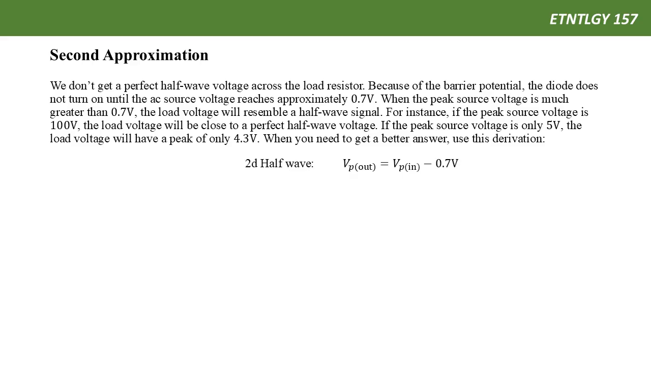It can be neglected. However, if the peak source voltage is not that large, for example, only 5 volts, the load voltage will have a peak voltage of only 4.3 volts, and we shouldn't ignore this 0.7 volt, especially since the peak source voltage is not that large. When you need to get a better answer, use the following derivation. If you use the second approximation to study the half wave, the output peak voltage equals the input peak voltage, and then you remove that 0.7 volt for the diode.